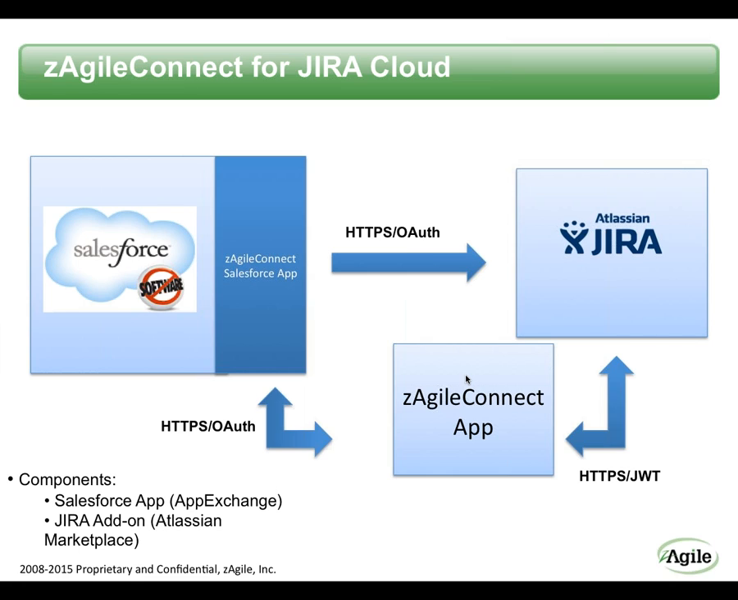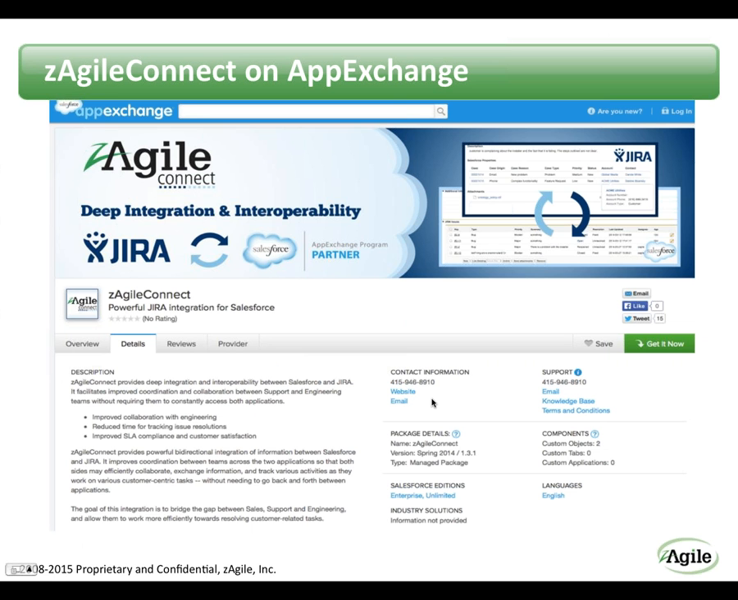And then for Jira Cloud, there is one additional component, which is the Connect app that is hosted by zAgile. So here you'll also have the zAgileConnect Salesforce package. And then within your Atlassian hosted Jira environment, you will install a link to the Connect app, which provides this bidirectional exchange. zAgileConnect is on AppExchange, so this would be the place to start. And of course, the JIRA components are available in the Atlassian marketplace.